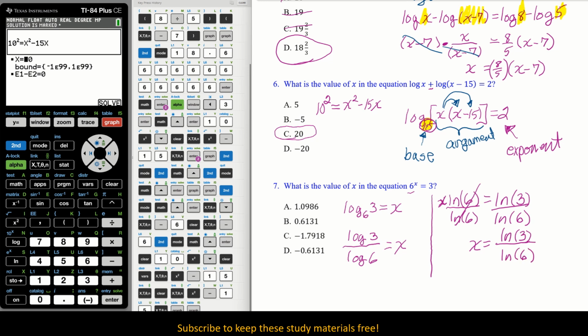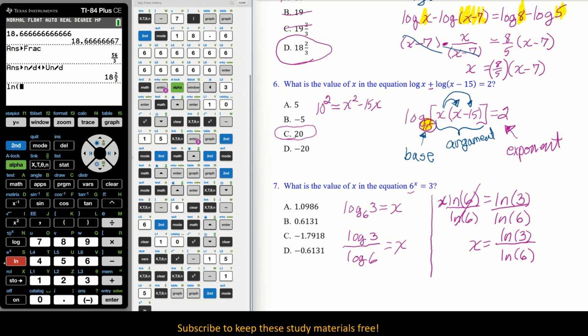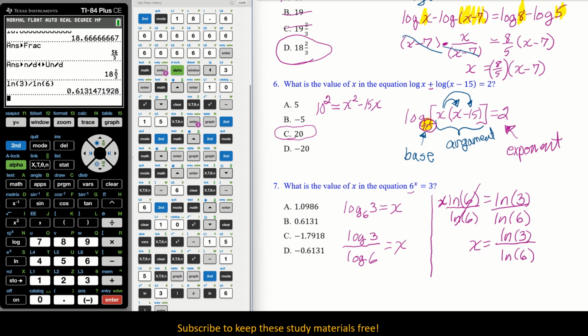So let's put this in the calculator, okay? We need to back out of what we had, right? And you can use log or natural log. I'm going to use the natural log, okay? So I have natural log of 3, close my parentheses, and divide that by natural log of 6, close my parentheses, and it equals 0.6131. And yes, option B. Okay. All right. Let's go to number 8.